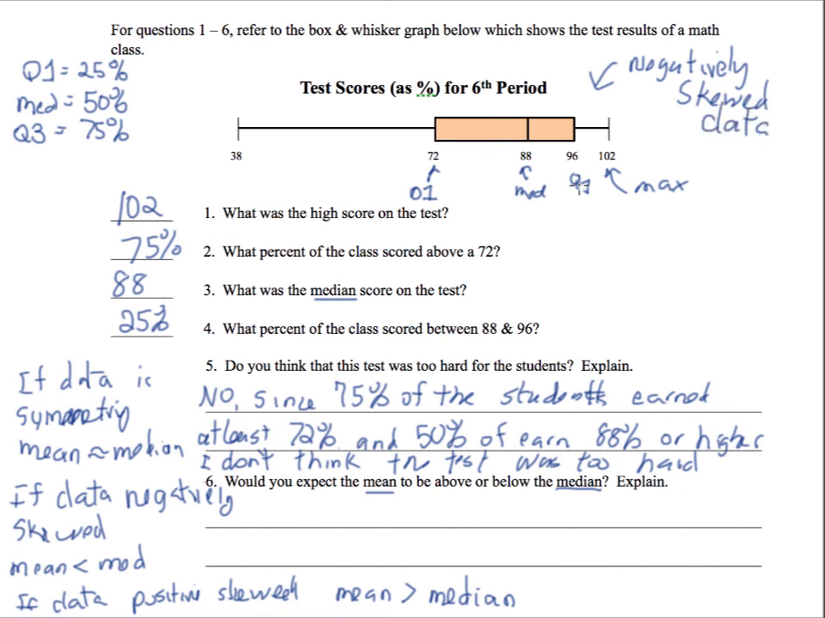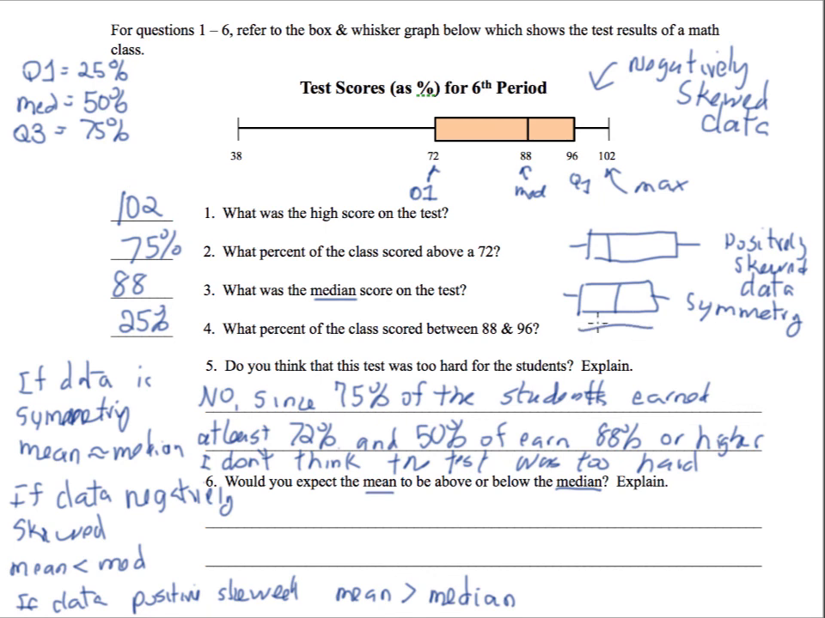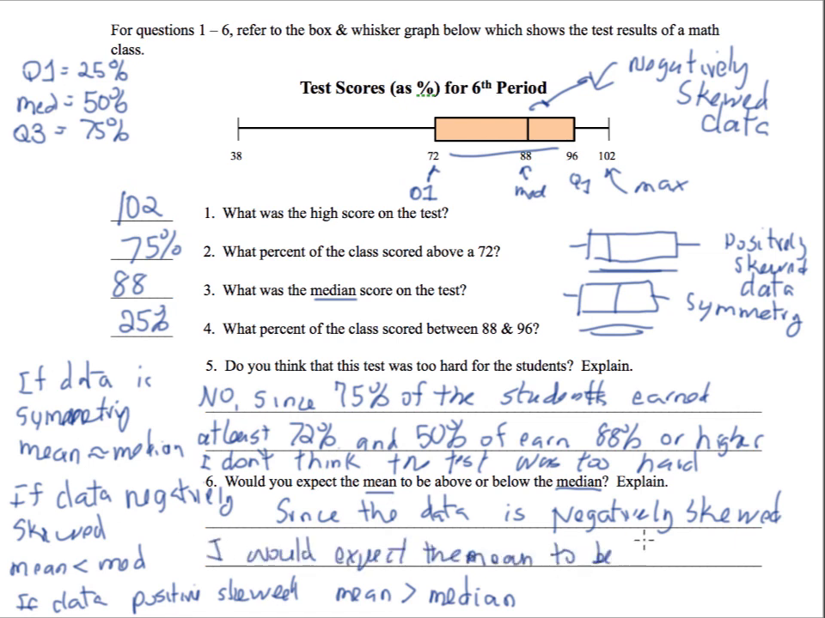And how you tell that is you look at the box itself. If your median is closer to quartile 1, you have positively skewed data. If your median is close to the middle of your box, you have symmetric data. And if your median is closer to quartile 3, you have negatively skewed data. So since this data is negatively skewed, I would expect the mean to be less than the median.